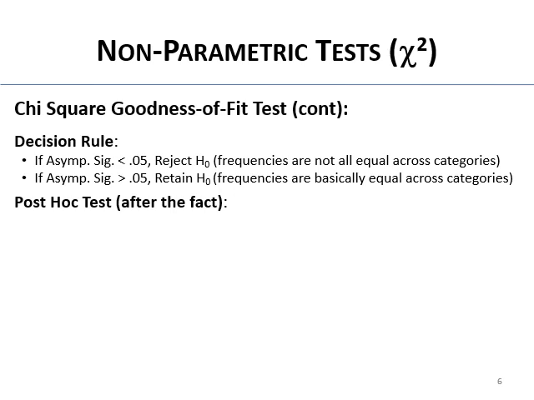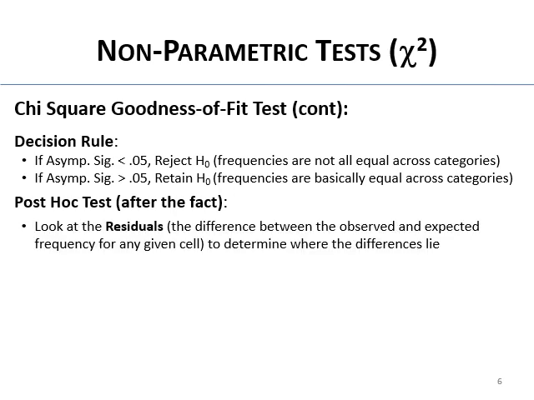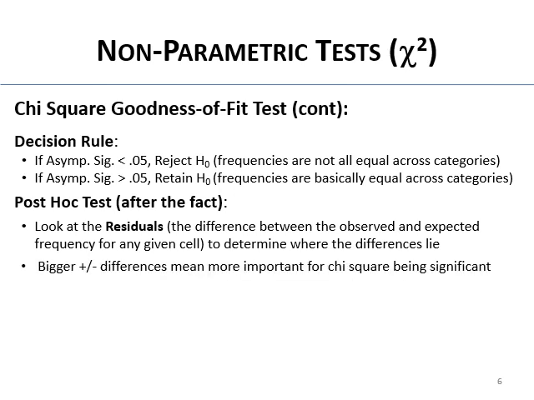You've got to figure out, all right, which categories are different, the weird ones. You're going to look at the residuals. The residuals are the difference between the observed and expected frequency for a given cell, and that expected is what you'd expect if the null hypothesis were true. And this helps you determine where the differences lie, like what are the weird cells is the easiest way to say that. So bigger positive or negative differences mean that that cell is more important for the chi-square being significant. The measure of effect size, there isn't one.